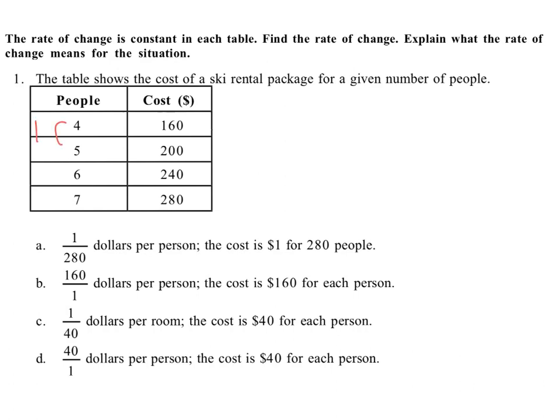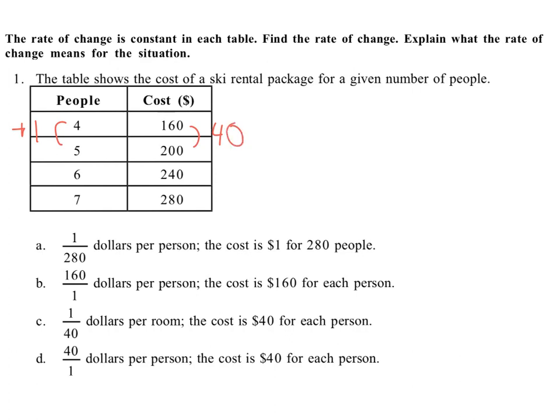So what do we have as a change here? We have a change of +1. Here, what do we have a change of? We have a change of 40. Okay, so as this one increases by 1, this one increases by 40. So they're both positive, and that means that we're going to have a positive slope.